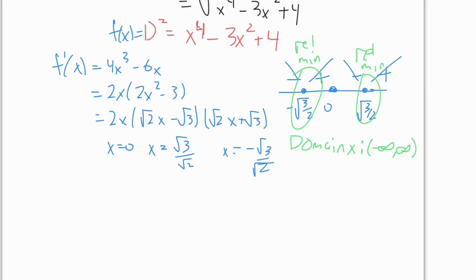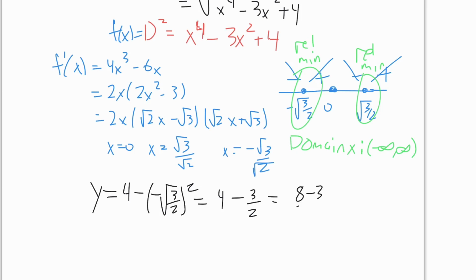And that's totally good, because the symmetry of the parabola will actually show you that there's 2 points that are closest. One on the right side and one on the left. So let's go ahead and find our y values then for these. So we would have y equal to 4 minus, well, we'll do the negative one first. So negative root 3 over 2 squared, which will be 4 minus 3 over 2, which would be 8 minus 3 all over 2, so 5 over 2.